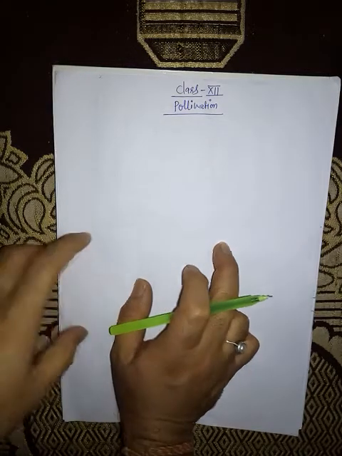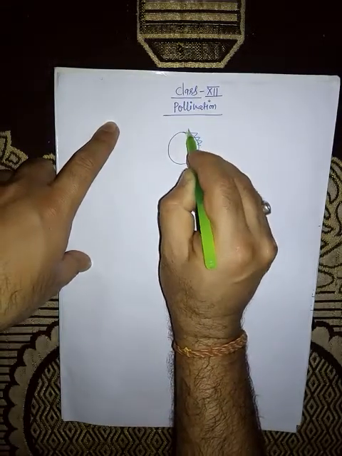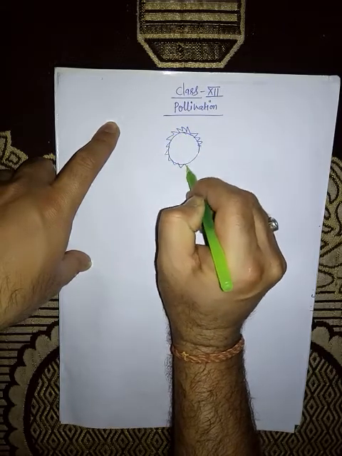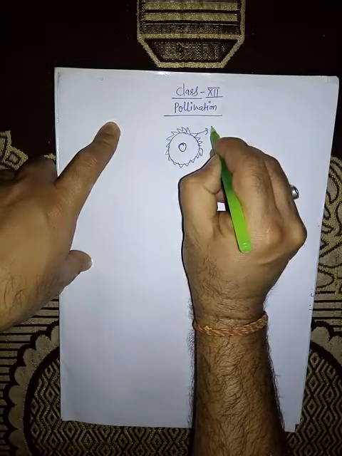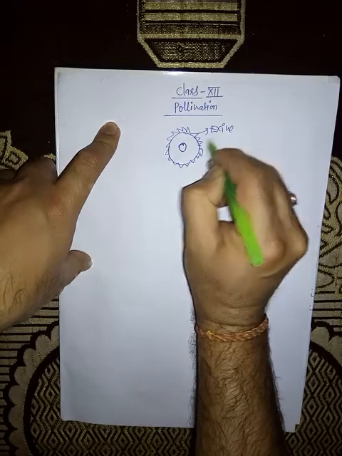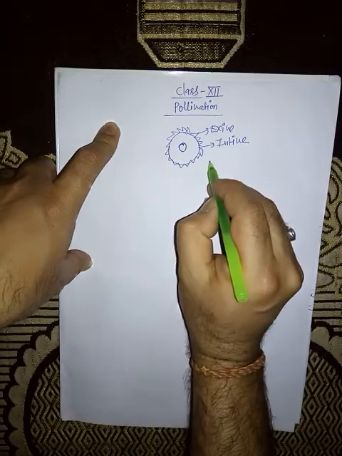But before pollination, the cytoplasm of the pollen grain is divided into two cells. One cell is called the vegetative cell and the other is called the generative cell. Like this is the pollen grain, right? Exine. This is the intine, right?